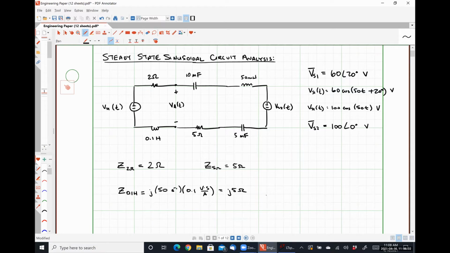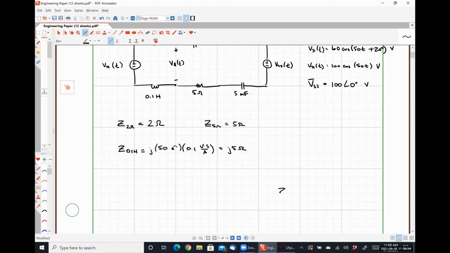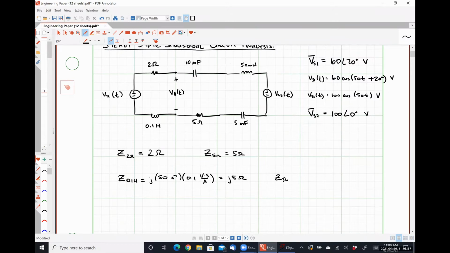0.1 Henrys is what? 100 millihenries, right? So if the impedance of a 100 millihenry inductor is J5 ohms, the impedance of an inductor half as large should be half as big. So Z for the 50 millihenry is going to be J2.5, okay? Don't even need to use the equation again. We can just logically think our way through this.